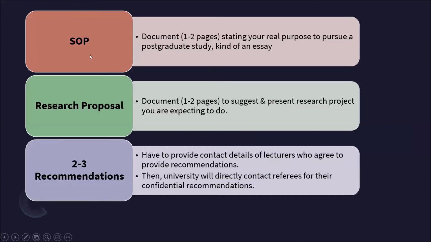So I think you may not know about the SOP. The SOP is a document to state your real purpose to do a PhD or MSc. And the research proposal, I think you know. And for the recommendation, you have to provide the contact details of the referees. You don't need to provide the recommendation letters, because the university will directly contact the referees and get the confidential recommendations.